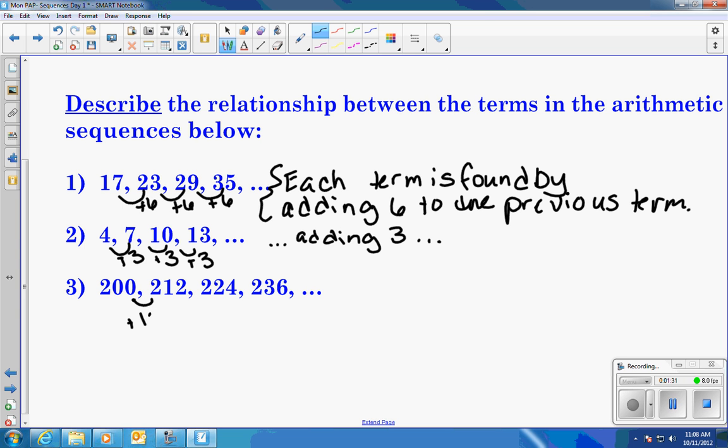On the next one, we're adding 12, 12, 12. So the pattern here is that each term is found by adding 12 to the previous term.